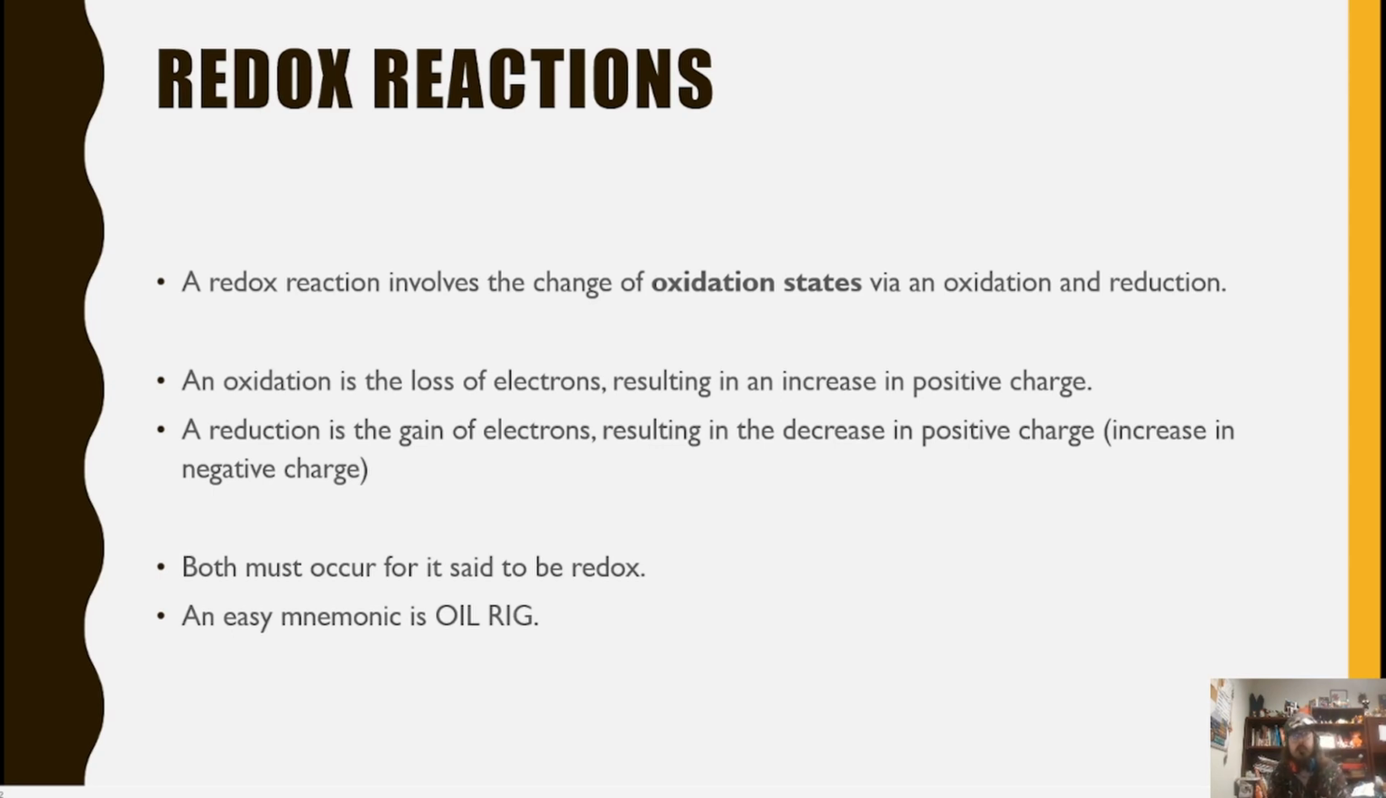A reduction is just the opposite. A reduction is the gain of electrons. Because you're gaining a negative, you're decreasing the positive charge by increasing the negative charge. The easy mnemonic for this is OIL RIG. Oxidation is loss of electrons. Reduction is gain of electrons. There's more than just this mnemonic, but this is one that is particularly easy to remember. OIL RIG. Oxidation is loss.